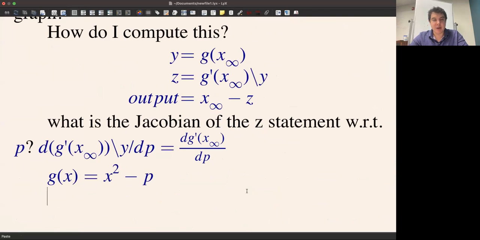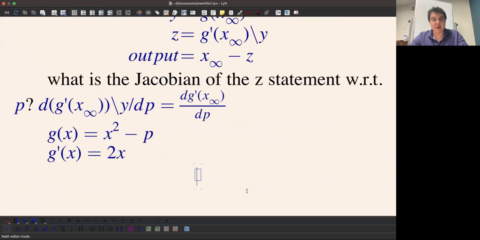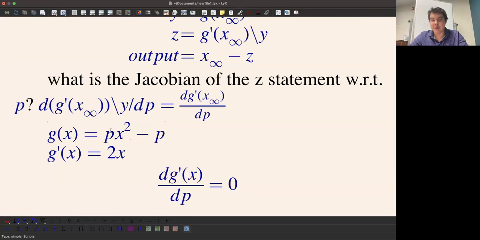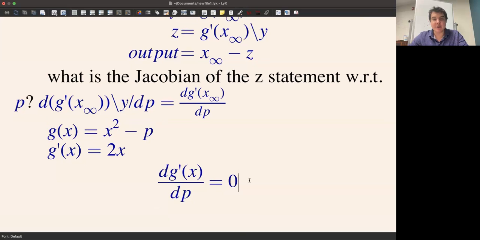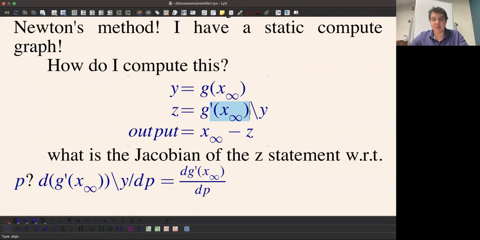In our example here, we had g of x, so g prime with respect to x would actually just be 2x. And so then here, the derivative of g prime of x with respect to p would just be equal to 0, right? It would be non-zero if you actually multiplied here or had a nonlinear function, right? In this case, it ends up 0. But so, you can calculate the derivative here with respect to p.